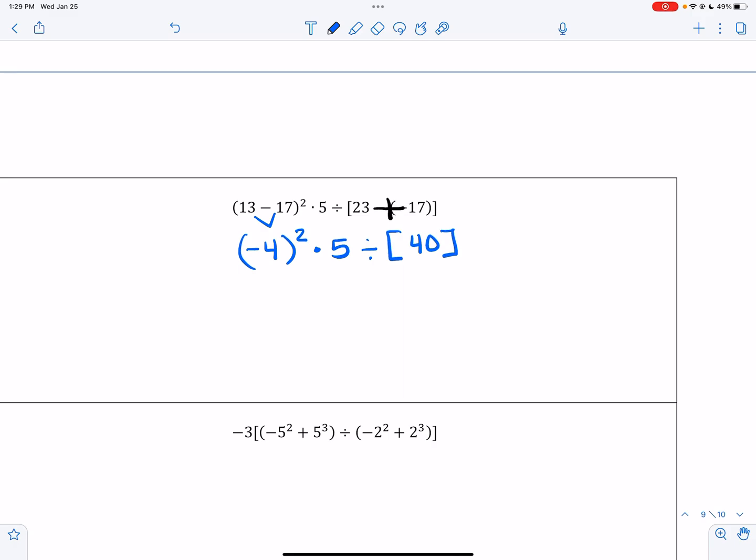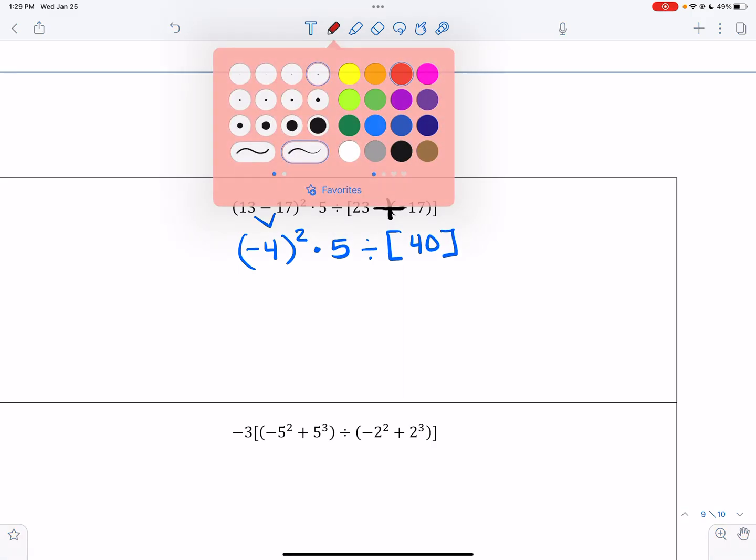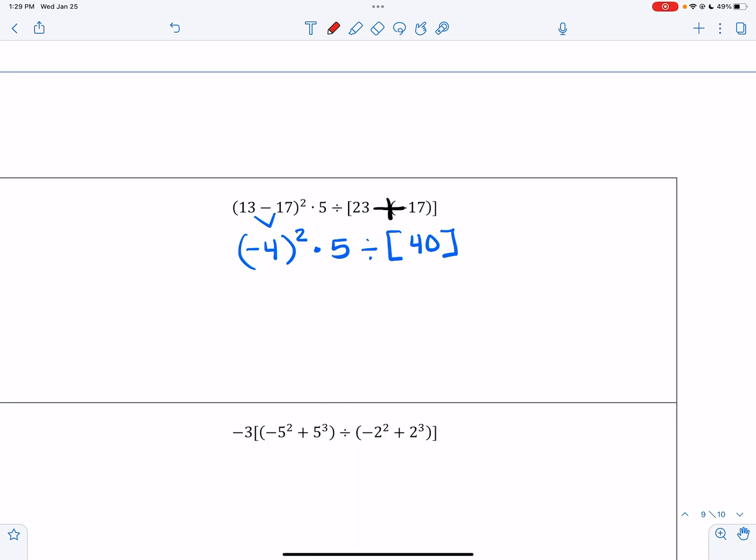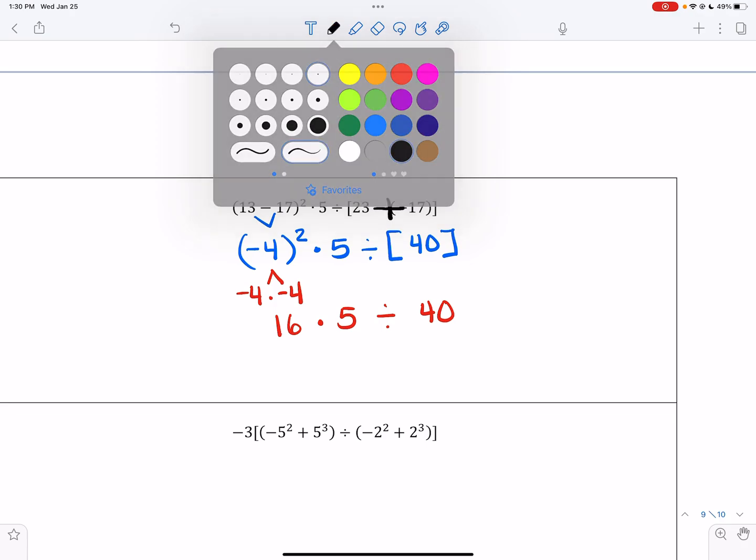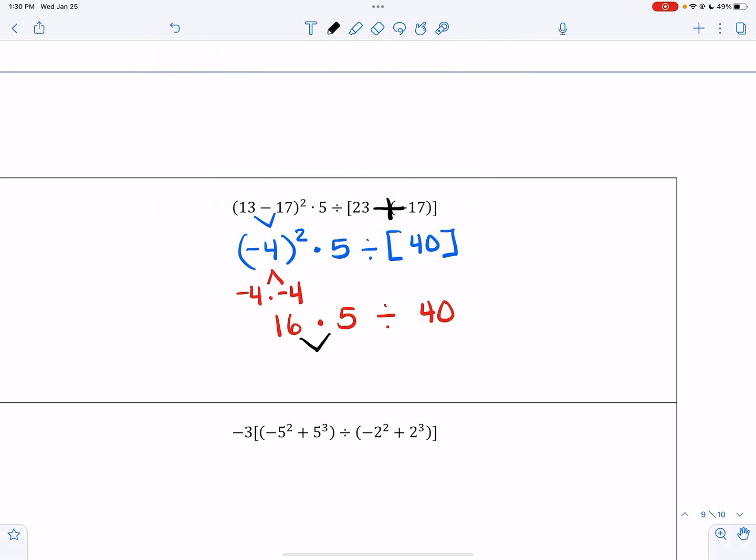Okay? Now, it's very important that you have this negative 4 in parentheses because if you didn't, then it would make your answer negative. But negative 4 times negative 4 is positive 16. Multiply by 5, then divide by 40. And so 16 times 5 is 80, and 80 divided by 40 is 2.